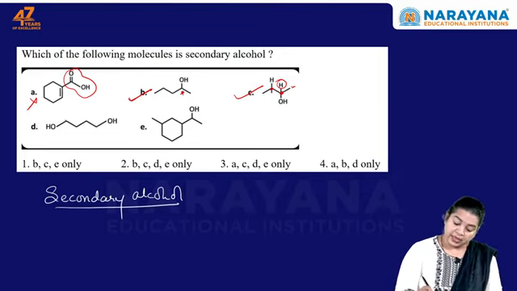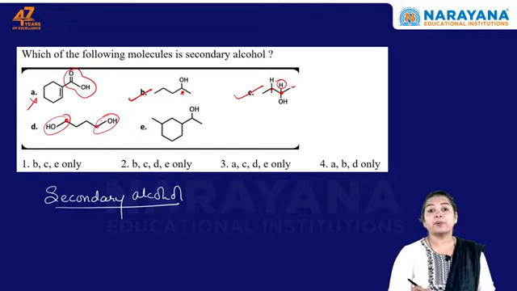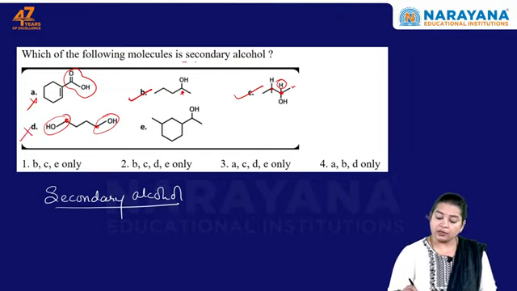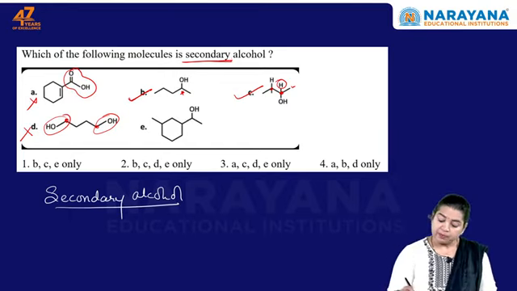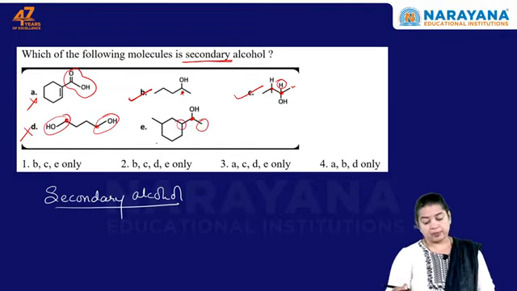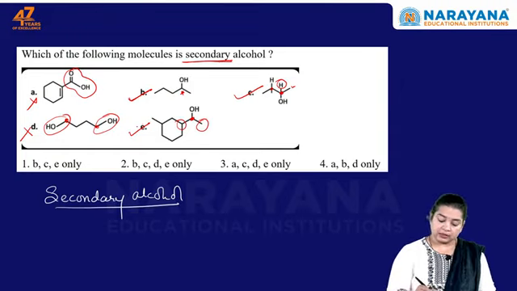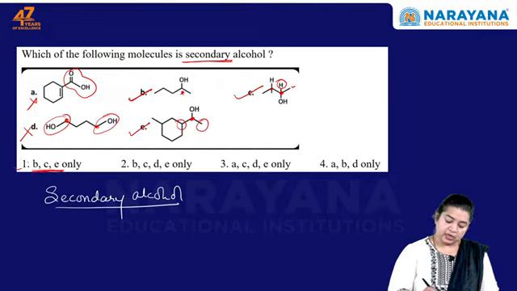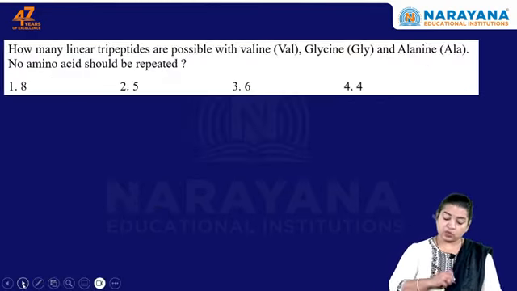Done. Here, in D, both the OH are connected to carbons which are primary or 1 degree in nature. So D is not satisfying the secondary alcohol condition. So we leave D. Good, let's go to E. In E, see this carbon. It is connected to 2 further carbons. It is satisfying the condition. So B, C and E are the answers. So amongst our available options, the answer is first. Okay, let's move to the next question.